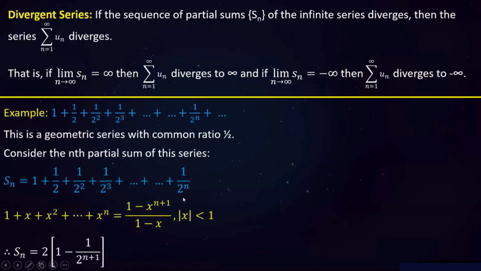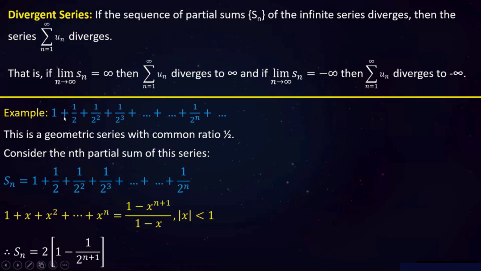Now let's take an example. Look at this example carefully: 1 plus 1 by 2 plus 1 by 2 square and so on, 1 by 2 power n and so on. Now let us see whether this series is convergent or not. To identify that, we need to take the nth partial sum of the series. We need to define a sequence of partial sums. If that sequence is convergent, accordingly we can discuss the convergence of the series also.